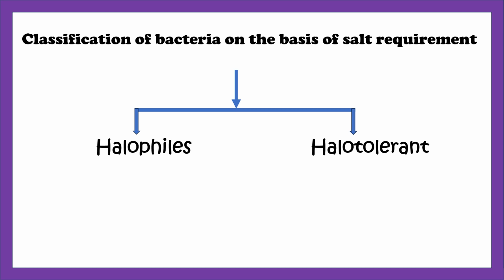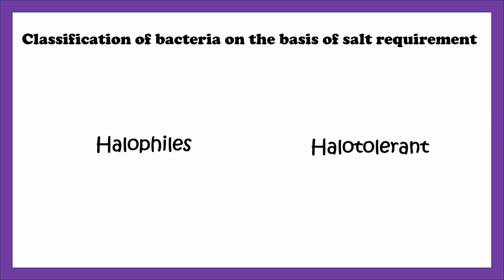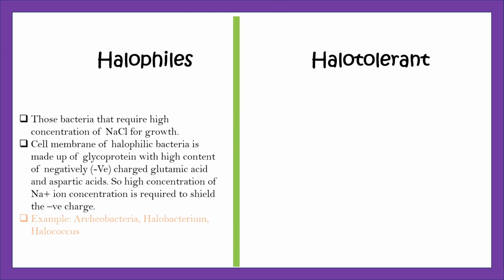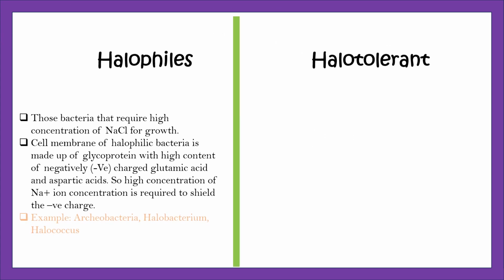Move to the classification of bacteria on the basis of salt concentration. They are divided into two types, which is the halophiles and halotolerants. Halophiles are those bacteria that require a high concentration of NaCl for growth, and the cell membrane of halophile bacteria is made of glycoproteins with a high concentration of negative charge, which is glutamic acid and aspartic acid.